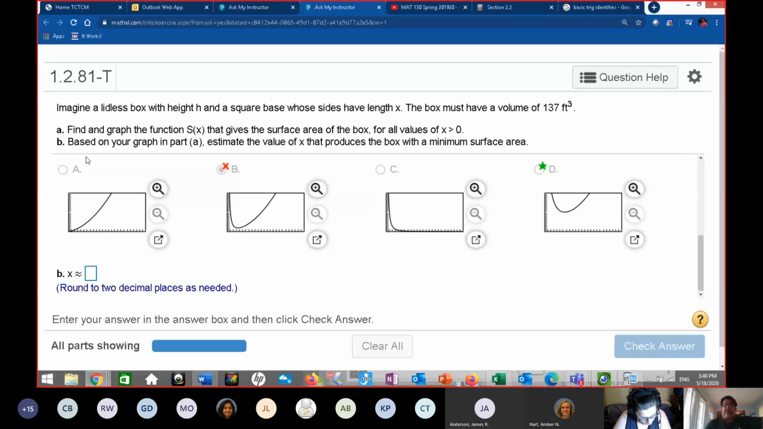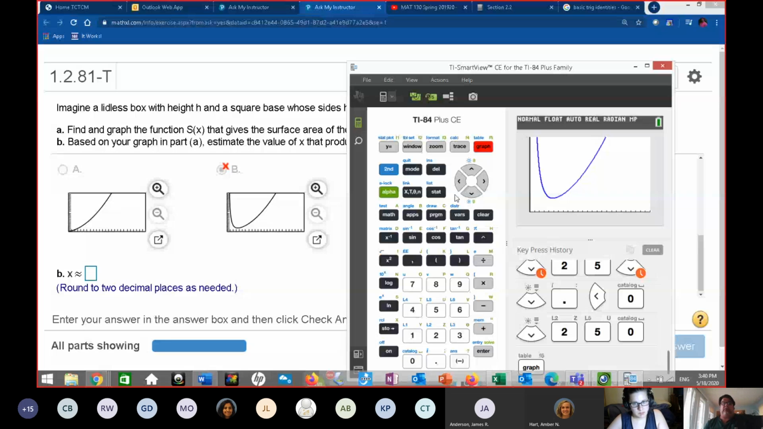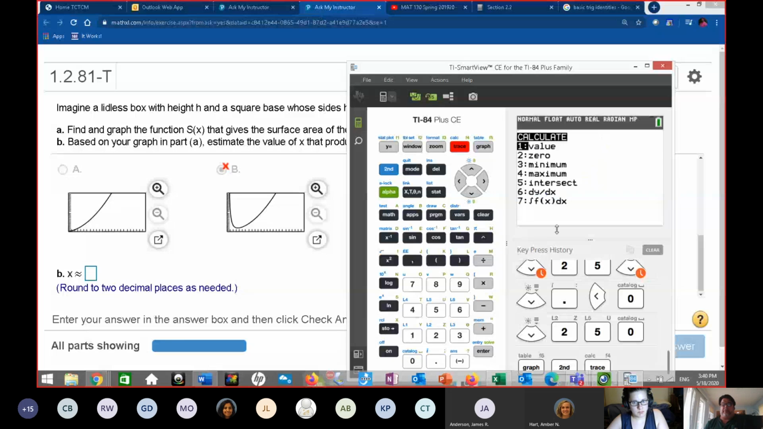So we need the vertex. We should have done this by... Well, no, that would have caused y'all to blow a gasket. I've done this by completing the square. So let's go back here. Find the vertex. How do you find it? Well, you hit second, trace. We want to find the minimum.